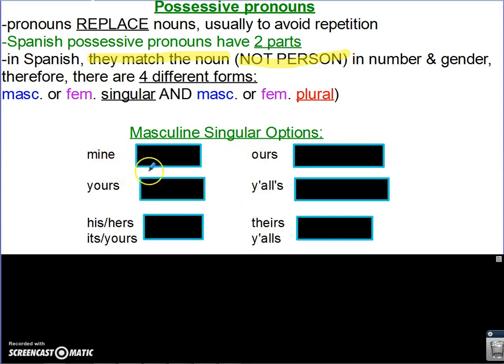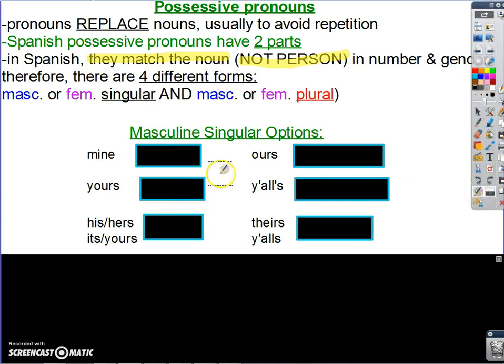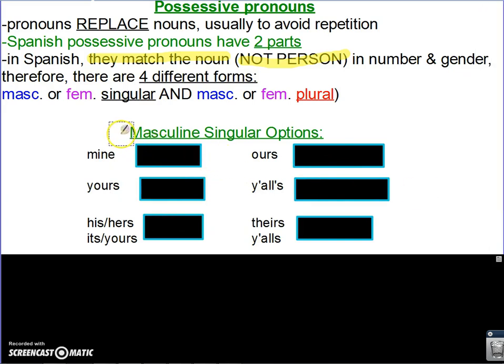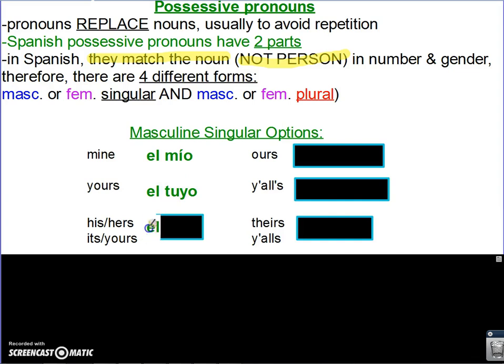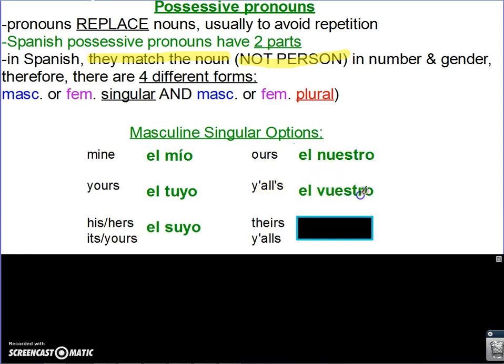Again, I have them set up in a conjugation chart fashion. If I want to say it's mine, referring to a book, I say el mío. Notice the accent on the í. If I want to say it's yours, el tuyo. His, hers, its, or yours formal is el suyo. Ours is el nuestro. Y'all's in Spain is el vuestro. And theirs or y'all's everywhere else is el suyo.